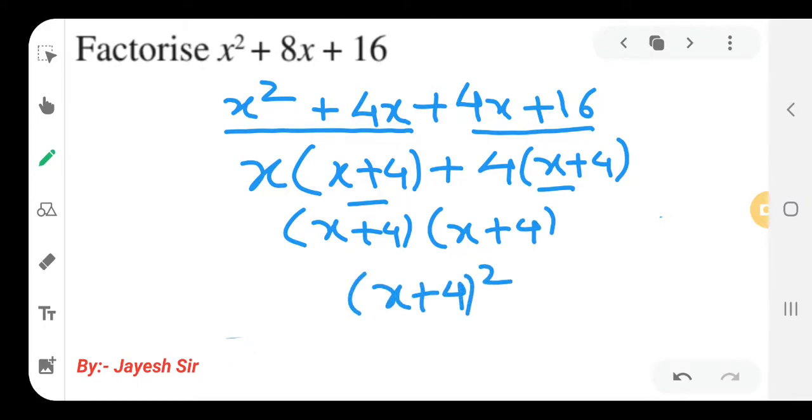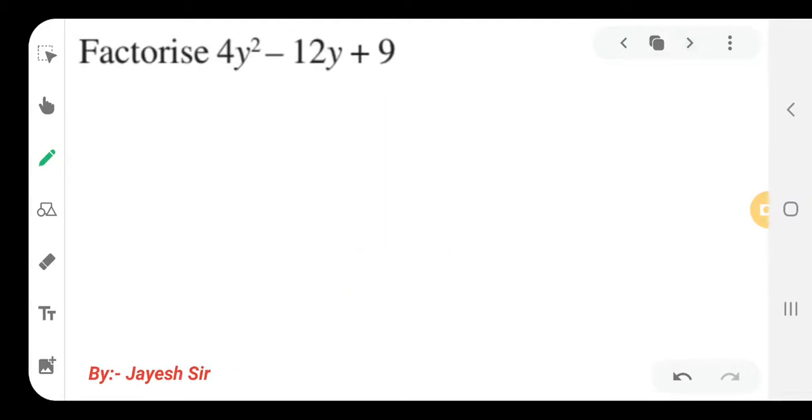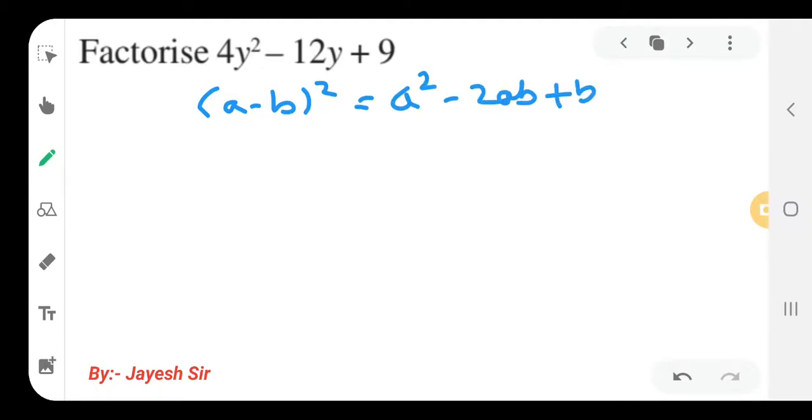I hope you all are aware. Now you all have understood and cleared your concept over here. So let us begin with the next sum for the day, that is 4y square minus 12y plus 9. We can see that the identity we are using is a minus b the whole square, that is a square minus 2ab plus b square.